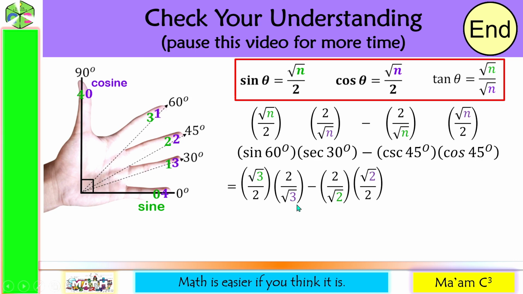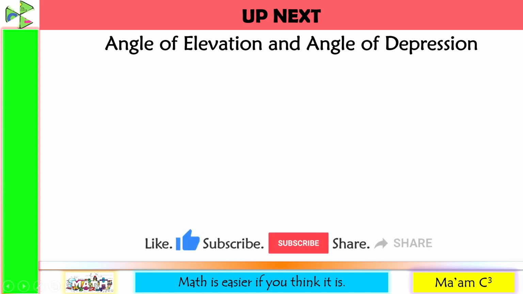Square root of 3 and square root of 3 here can be cancelled out. Same with 2 and 2. So what remains in this portion is simply 1. Here we can also cancel out 2 and square root of 2. So for this portion, what remains is also 1. And 1 minus 1 is 0. This is our final answer. Got it? Our next lesson is angle of elevation and angle of depression.